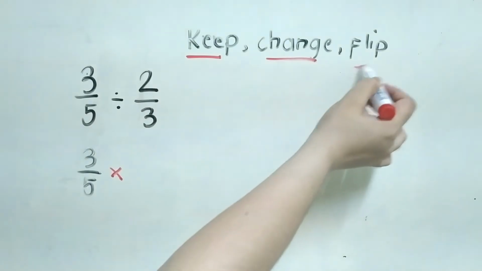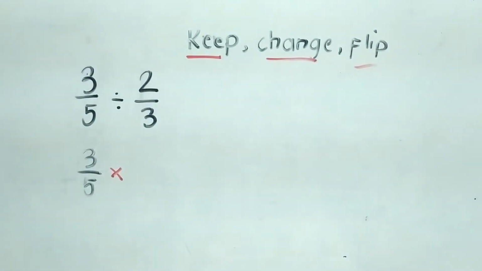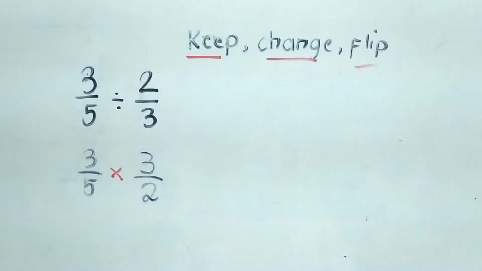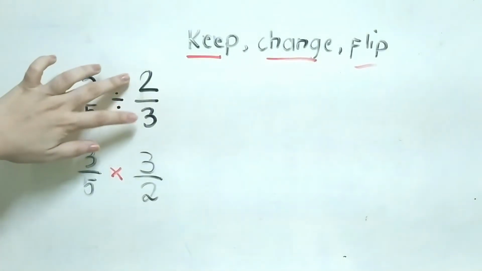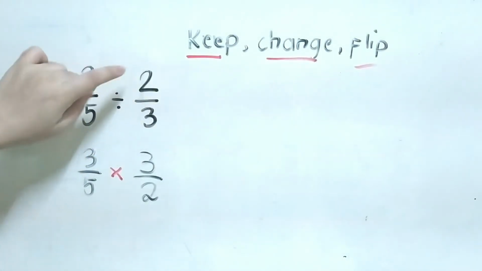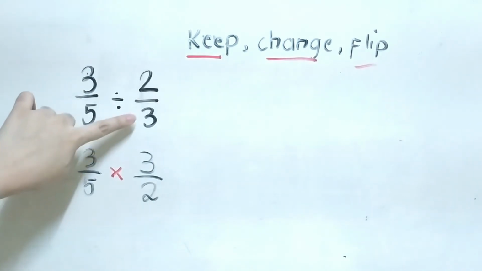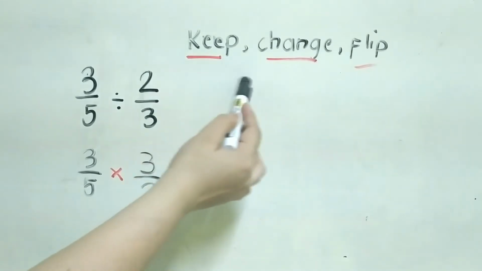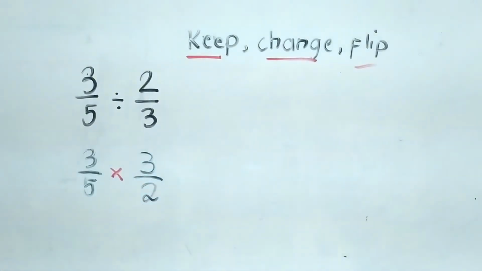Third is flip. So, dito na papasok ang reciprocal. So, kanina sinabi natin, ang reciprocal, yun yung kabaliktaran o i-flip lang natin yung numerator and denominator. So, magiging 3/2. So, nakita natin, binaliktad lang natin ang kanilang number. So, yung numerator naging denominator, yung denominator naging numerator. So, nagawa natin yung keep, change, and flip.